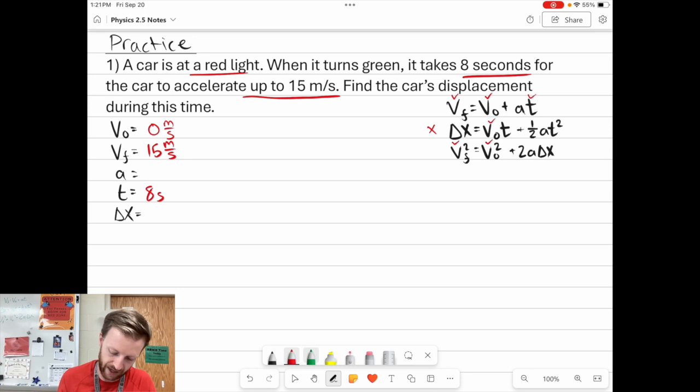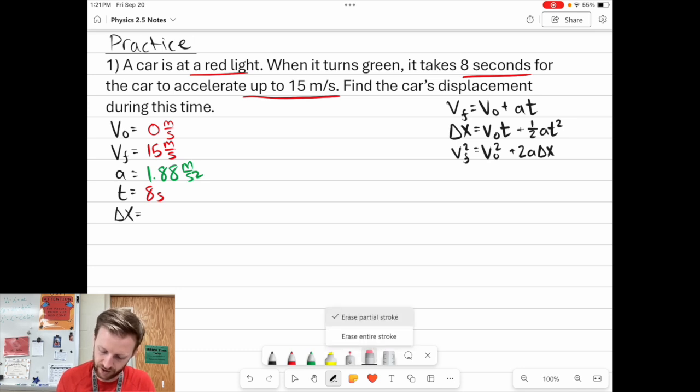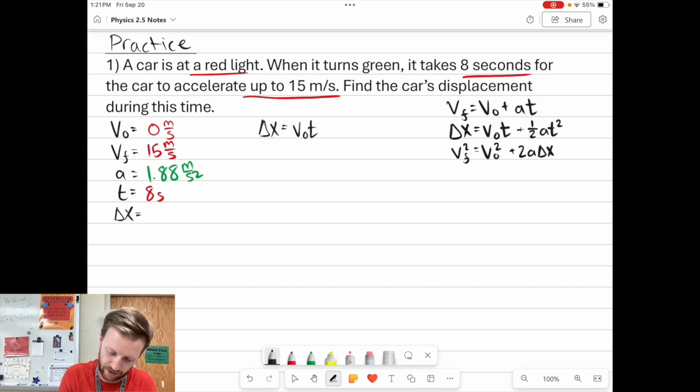It was 1.88 meters per second squared. Oh, look at that. I can now pick any equation that I want. And we are going to pick our second one here, just because it's already in delta x equals form. So we're going to write out our equation blankly. So delta x is equal to v naught t plus 1/2 a t squared.